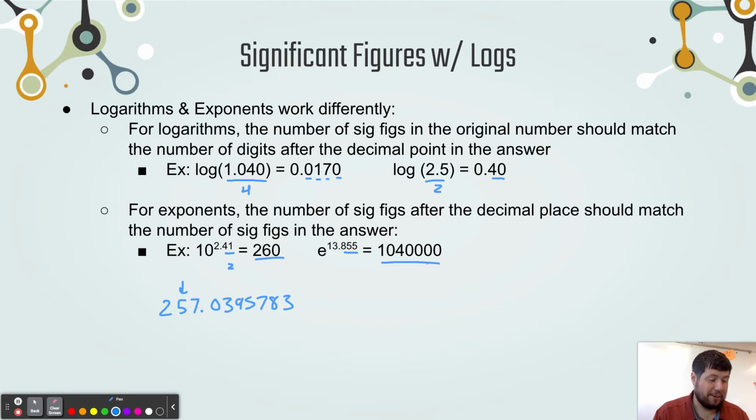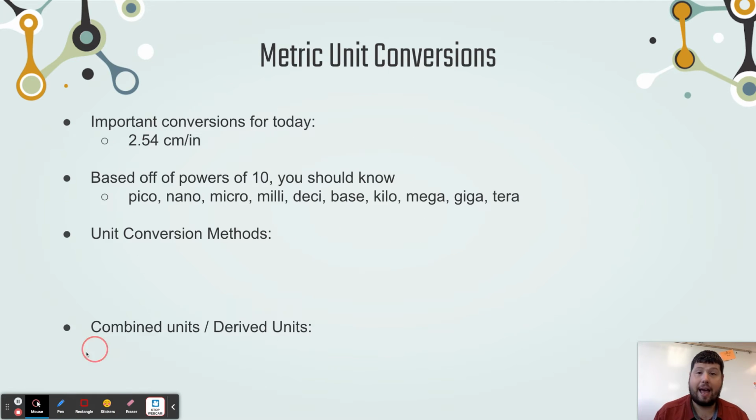Okay, that's it about sig figs. There are a couple more topics about measurement in physics to take a look at here, and they all deal with units and unit conversions. You do want to be able to do unit conversions between metric and English units, or different types of metric units using powers of 10. I'm never going to make you memorize specific conversion factors, the 2.54 centimeters per inch or anything like that. All I want you to be able to know and memorize is your basic powers of 10. So pico, nano, micro, milli, deci, base, kilo, all of those.